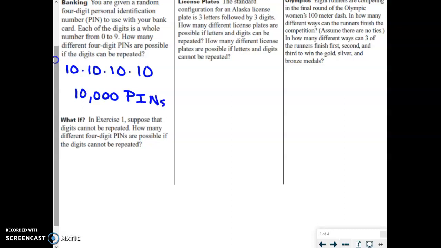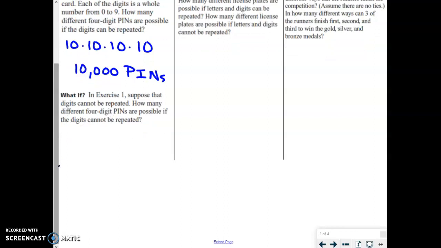But now let's say, for example, that the digits cannot be repeated. Then the question I would have for you is this: how many different PIN combinations would we have if there is no repetition? In this case, the first one would have 10 choices, then 9, then 8, and then 7, because each of the previous ones takes away one of the choices, which would leave us with 5,040 unique PINs. So as you can see right away, repetition and non-repetition makes a difference.